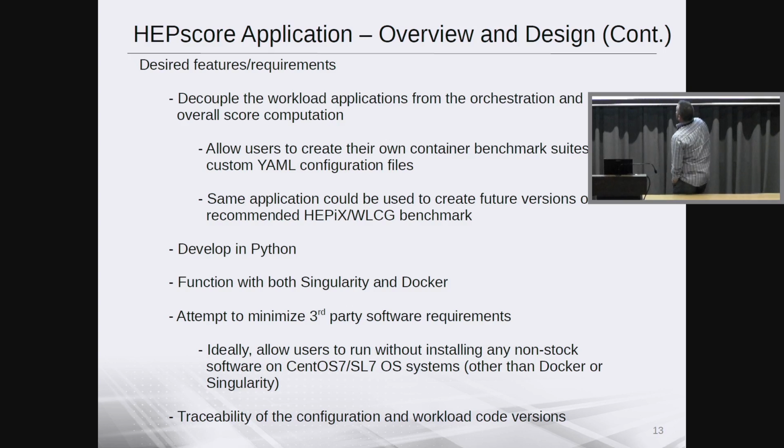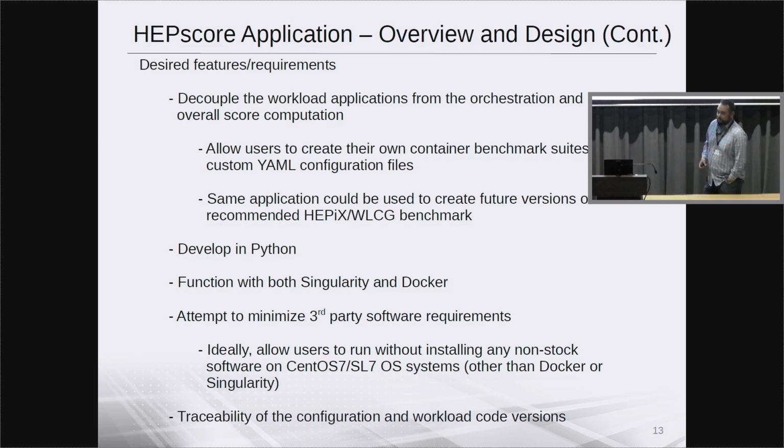We wanted to develop in Python. It's a very popular language, obviously, and there are lots of modules available. And we wanted it to function with both Singularity and Docker. One thing we also wanted to do was attempt to minimize the third-party software requirements. So ideally, we really just wanted to allow this to be run on a system with stock CentOS 7 installed and Docker or Singularity, and that's it.